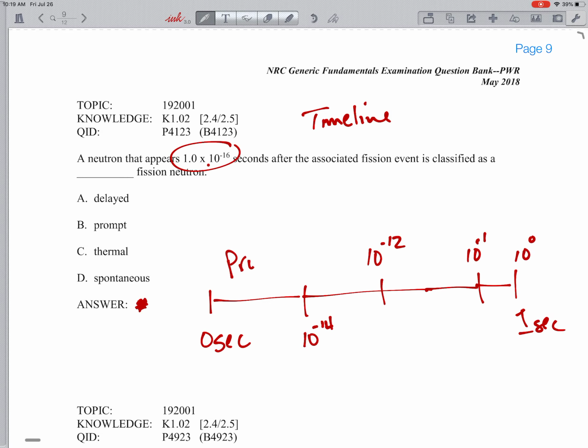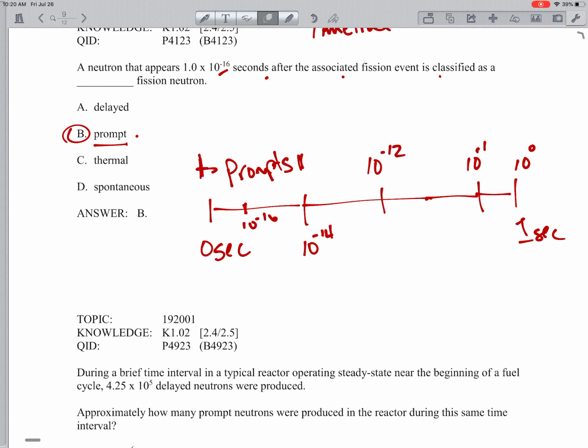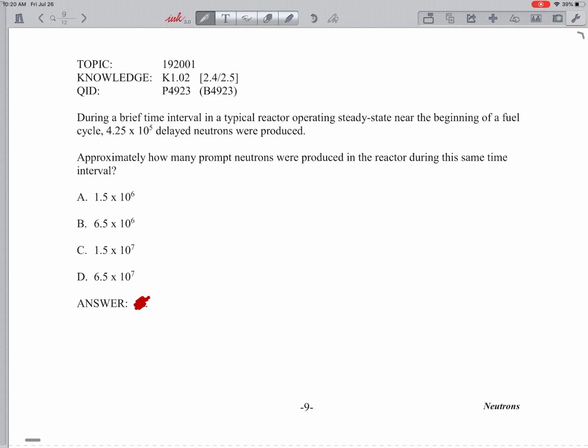So we know that prompts are in here, from 0 to 10 to the minus 14. Well, 10 to the minus 16 is over here. So yeah, that baby's prompt. Bam, prompt neutrons. Now remember to look at it: 10 to the minus 16 seconds after the associated fission event is classified as a prompt fission neutron. And we know that's right. Bam, B. I didn't even have to read the other ones. I probably should have. It's not delayed because it wasn't born late. It's not thermal because that's a different definition. And it's not spontaneous.